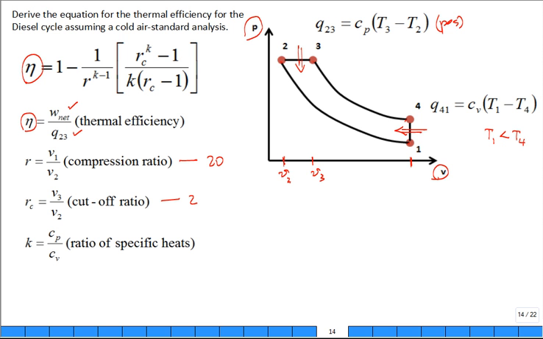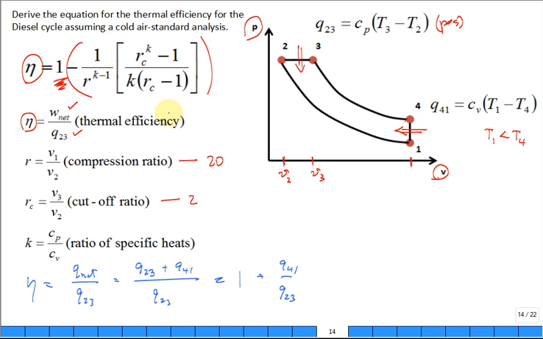So start with eta. It's equal to the work net divided by the heat in. Is that also equal to Q net divided by the heat in? That's right. Is Q net equal to Q 2 to 3 plus Q 4 to 1? Is that now equal to 1 plus Q 4 to 1 divided by Q 2 to 3? It is. And look at the form. We've got this 1, then we have some plus or minus the rest. This will be a negative.